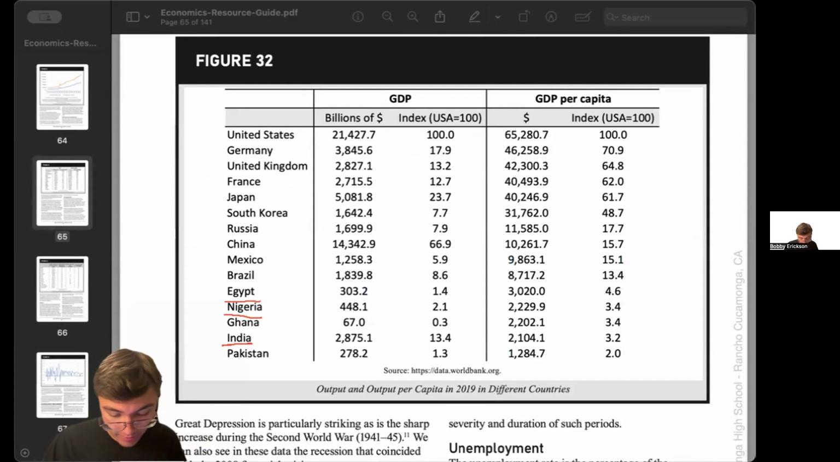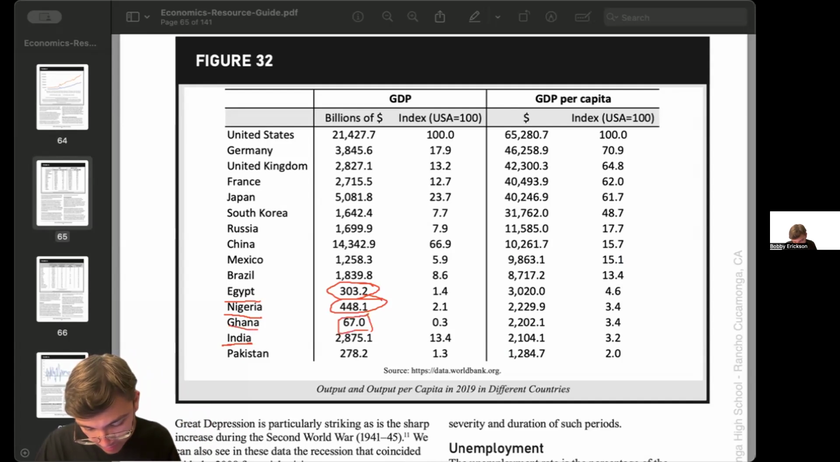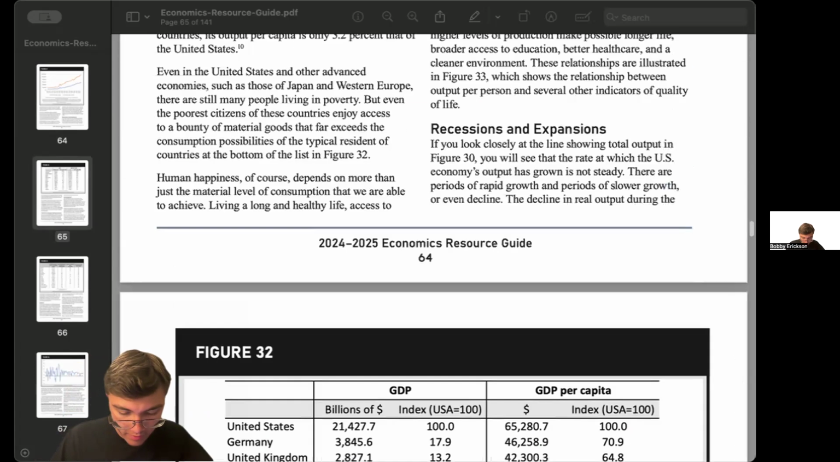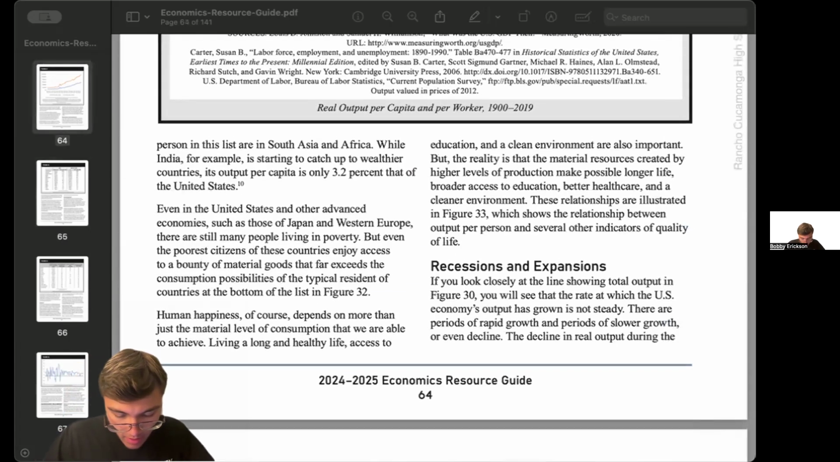if we take a look at those, we see that they're significantly lower in GDP in billions as compared to the United States and Ghana. We see this is the lowest. Ghana is the lowest. And the lowest GDP per capita is Pakistan. And so we can see here that overall these are the trends in GDP.